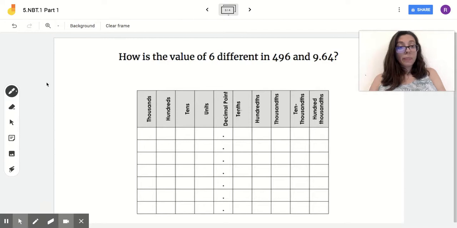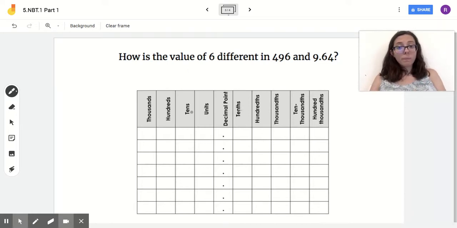Next, we're going to be looking at this question: how is the value of 6 different in 496 and in 9 and 64 hundredths? So in this case, I'm going to use a place value chart to help myself visualize how these two sixes are different. Even though the digit is 6 in both, if we start to fill in our place value chart, we're going to notice that the position it's in is different, which is going to change its value.